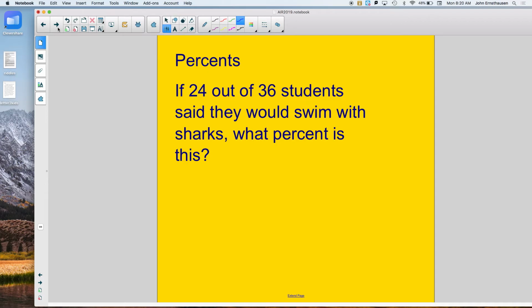If 24 out of 36 students said they would swim with sharks, what percent is this? What would a 24 out of 36 be? Let's do it. We need to, again, set up a fraction. Numerator divided by denominator. That's a decimal, not a percent, bud. So anytime they ask you for a percent, you're going to set up a fraction and it equals this in the calculator, which if I round it is a 66.7 or 67%. Okay?